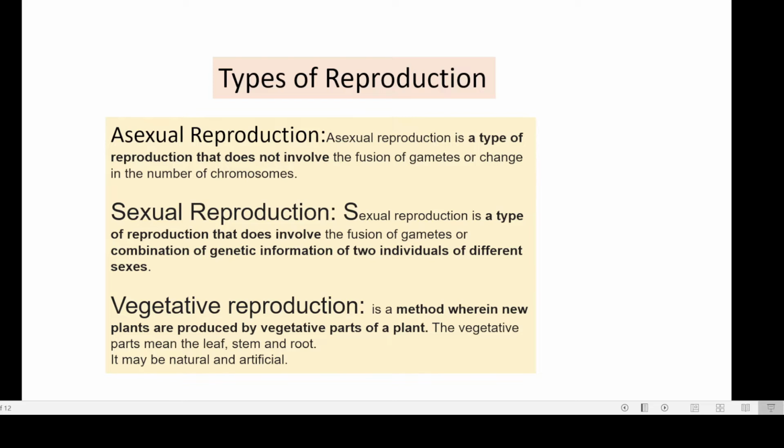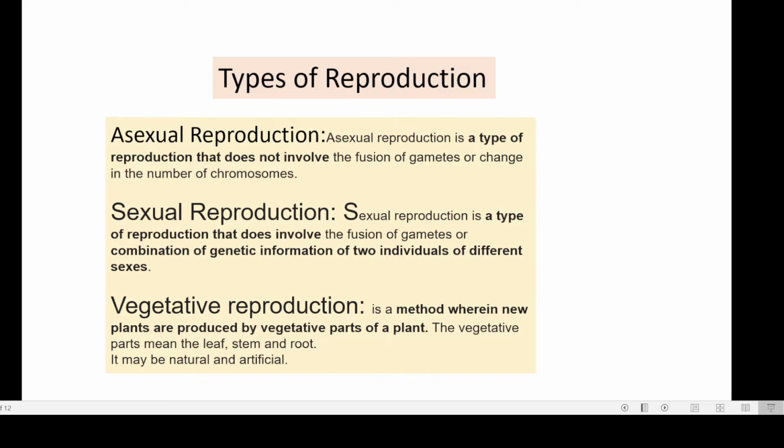Asexual reproduction is a type of reproduction that does not involve the fusion of gametes or change in the number of chromosomes. This happens in case of lower organisms. For example, it happens in case of bacteria, in case of protozoa, etc.